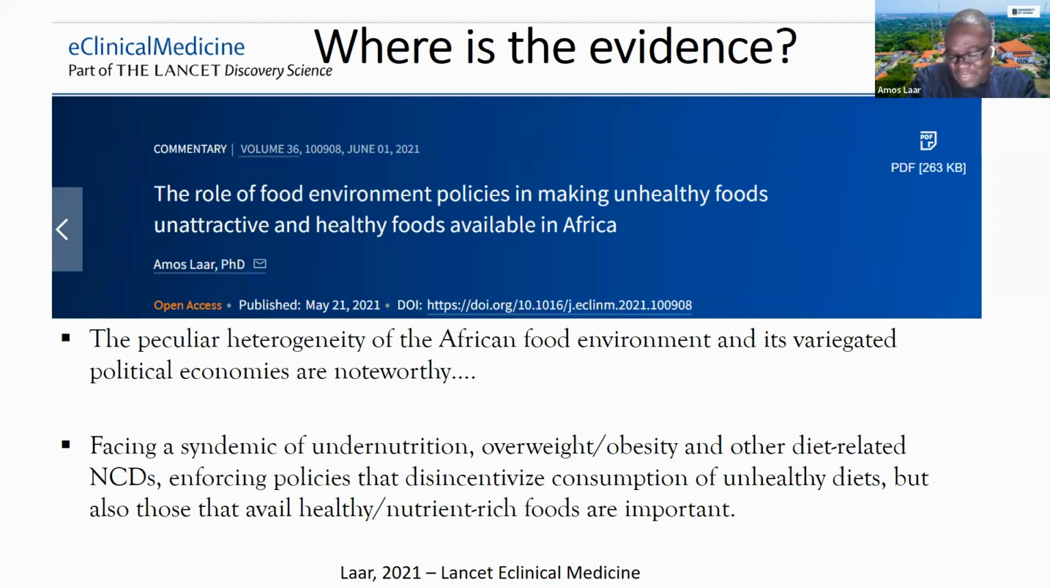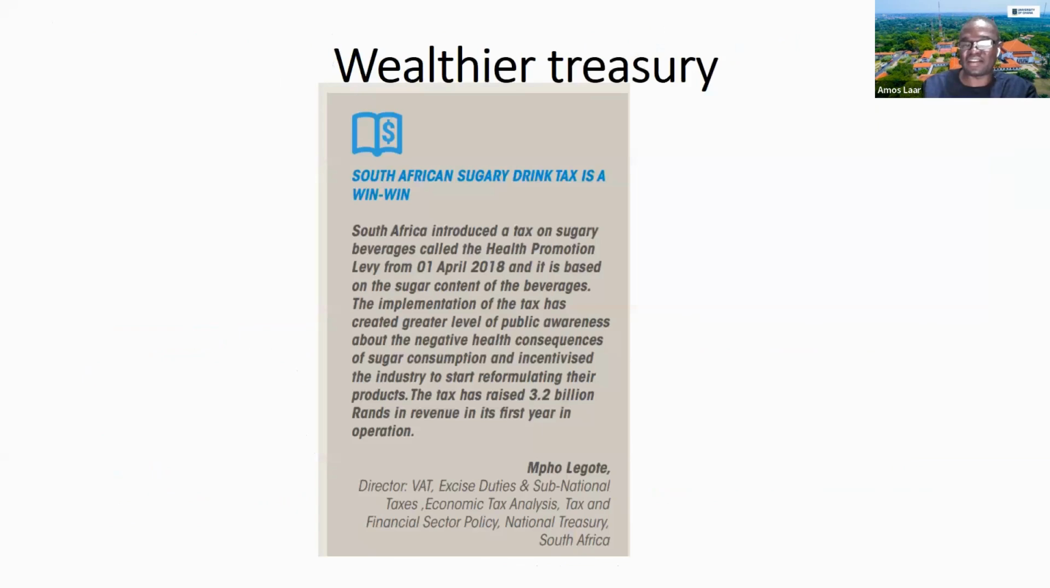And so the peculiar heterogeneity of the Ghanaian or therefore African food environment and its variegated political economies ought to be taken into consideration. We are facing a syndemic of malnutrition, a syndemic of obesity, but also other diet-related non-communicable diseases. And as Mr. Lecha noted, if you are interested in enforcing policies that disincentivize consumption of unhealthy food, that is fine, but that's not enough. You ought to couple that with interventions that avail those healthy, nutrient-rich food. He was talking about water. Yes, tell people not to drink sugar-sweetened beverages, but make it possible for them to drink that water.